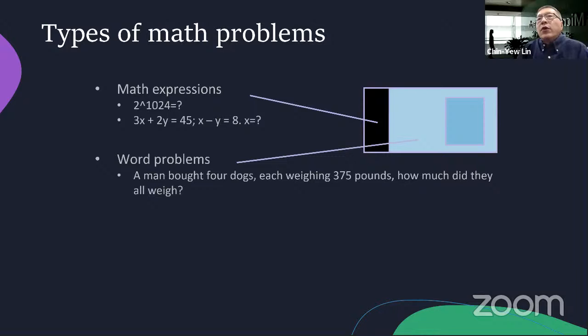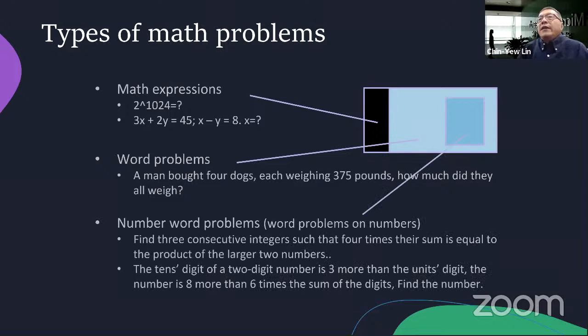And then you have the word problem, something like: a man bought four dogs, each weighing 376 pounds. How much did they all weigh? And then there's another very small set of problems, like number word problems. It's a word problem, but it only talks about related numbers, like how many digits, or 5 consecutive numbers. There's nothing about dogs or how many legs, those kinds of things. It's even smaller and easier to solve.